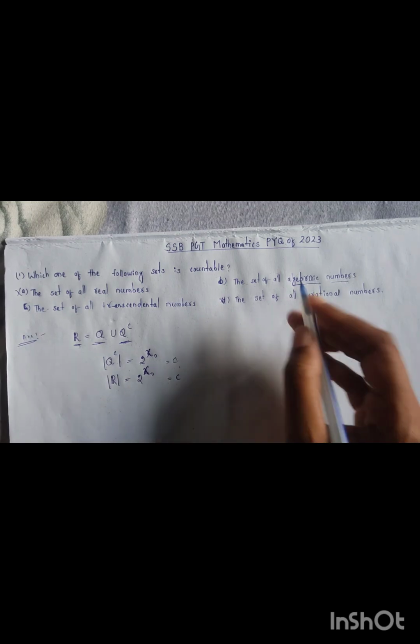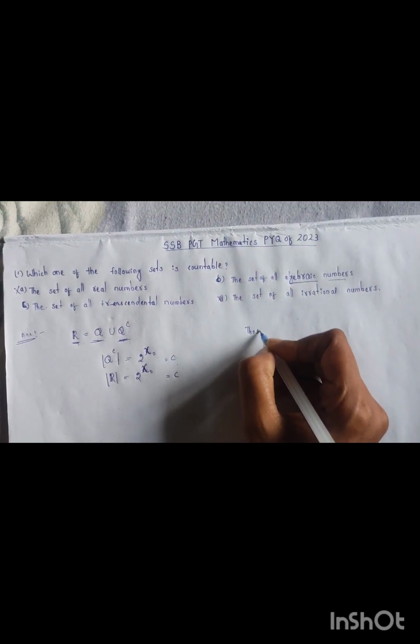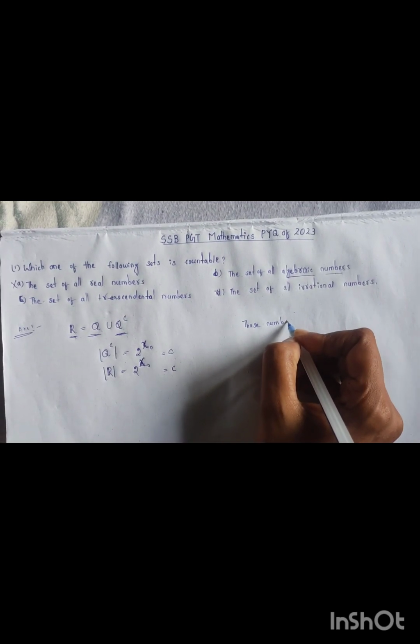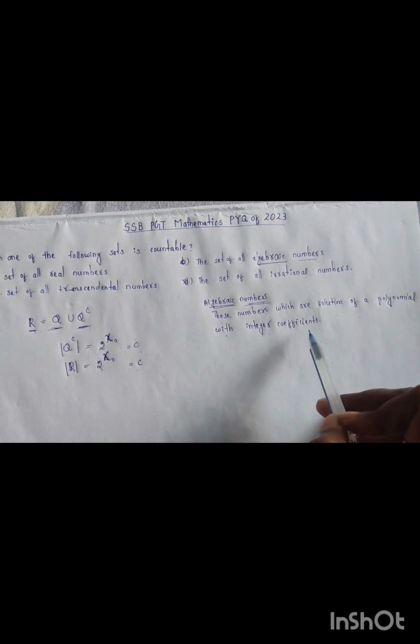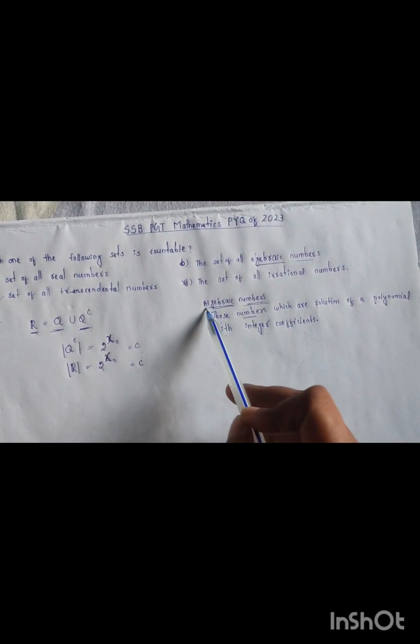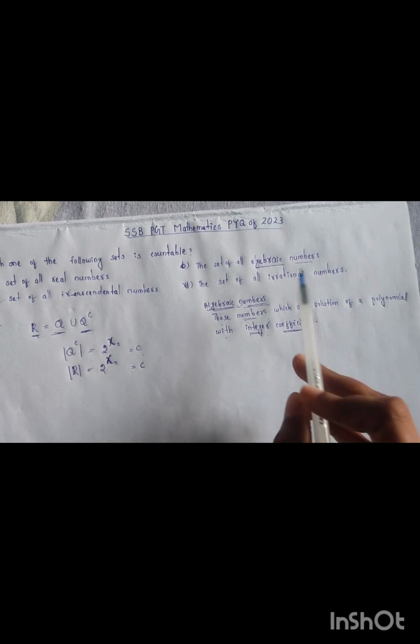Algebraic numbers are those numbers which are solutions of a polynomial with integer coefficients. Those numbers are said to be algebraic numbers if there exists a polynomial with integer coefficients of which that number is a solution. And which one is not an algebraic number, that is called a transcendental number.